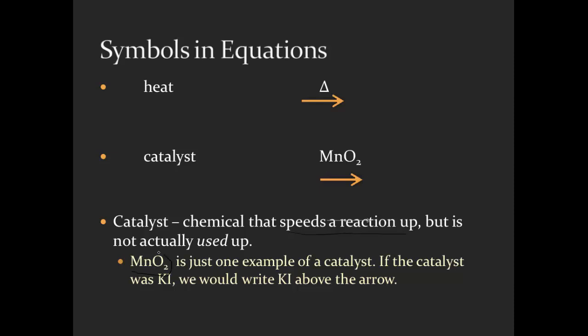And again, MnO2 is just one example of a catalyst. Several different chemicals could be catalysts to all sorts of different reactions. If the catalyst was potassium iodide, we would write potassium iodide above the arrow. There's a certain reaction where a slice of potato can act like a catalyst, and so we could write potato above the arrow. It's whatever that particular catalyst was.